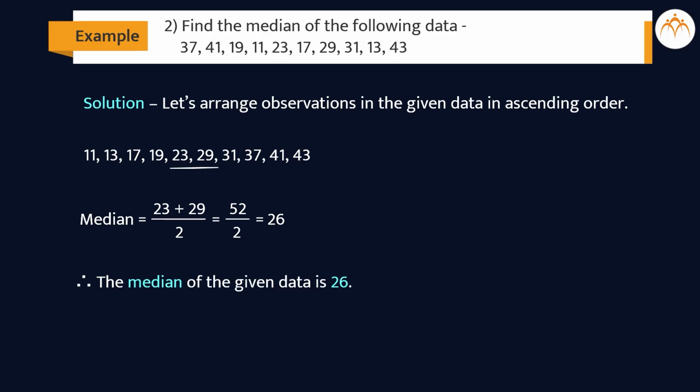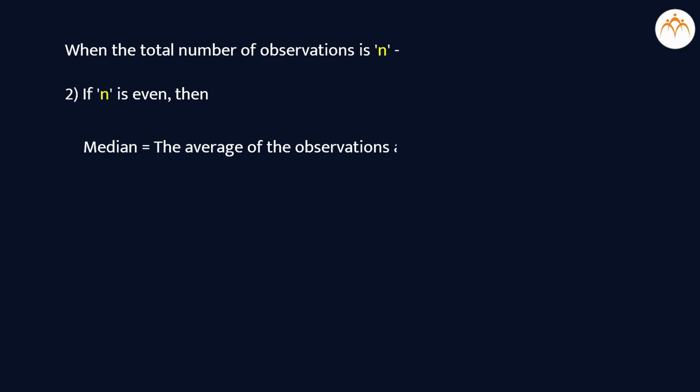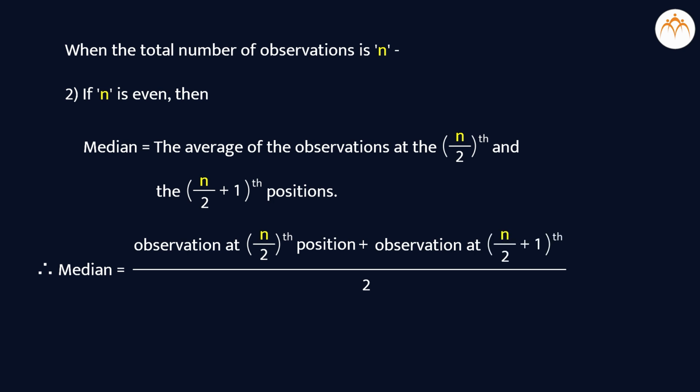From these two examples, we can conclude that when the total number of observations is n, if n is an odd number, then median is equal to the observation at the (n + 1) / 2 position. If n is even, then median is equal to the average of the observations at the n/2 and the n/2 + 1 position. Therefore, median is equal to (observation at n/2 position + observation at n/2 + 1 position) / 2.